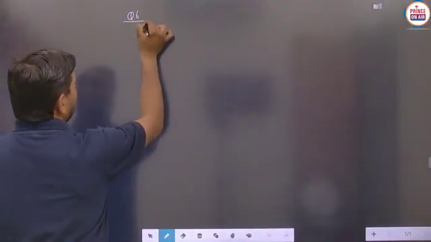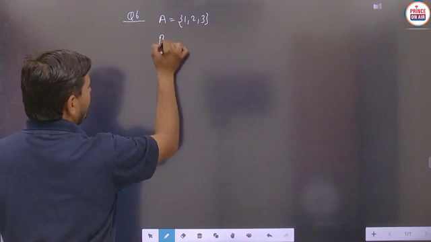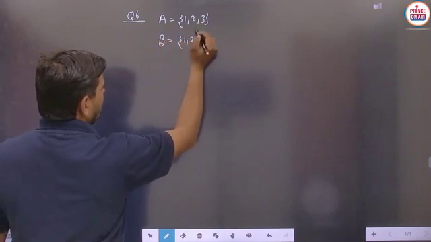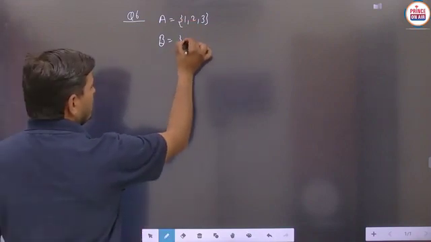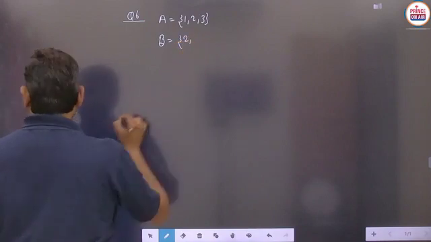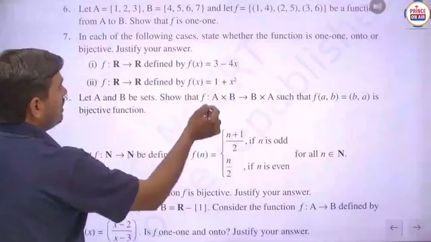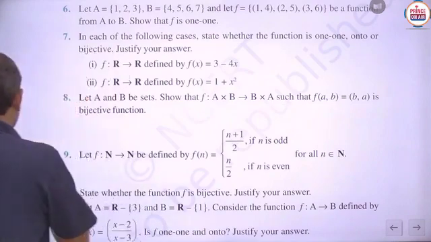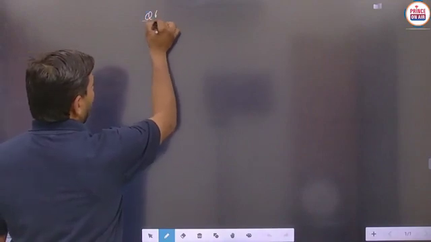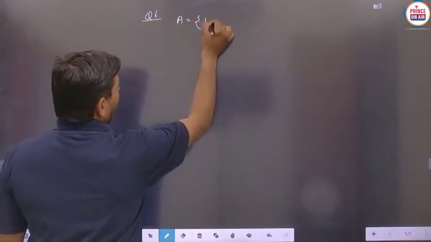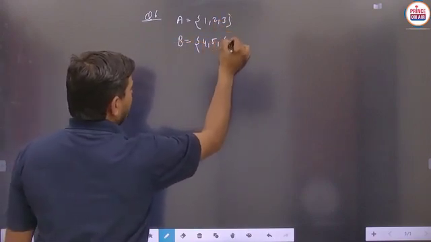So in this question number 6, set A we write as {1, 2, 3}, and set B is given as {3, 4, 5, 6}. Is it clear? Let's check the question again. What is the B set here? B set is {4, 5, 6, 7}. Is it clear? So again we write question number 6 here, where A set is {1, 2, 3} and B set is {4, 5, 6, 7}.